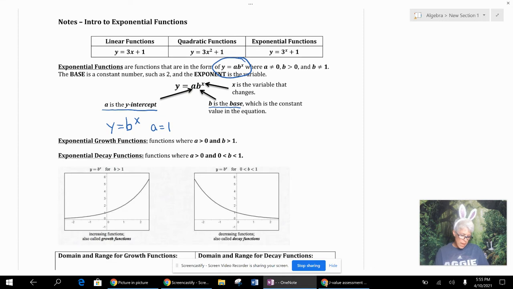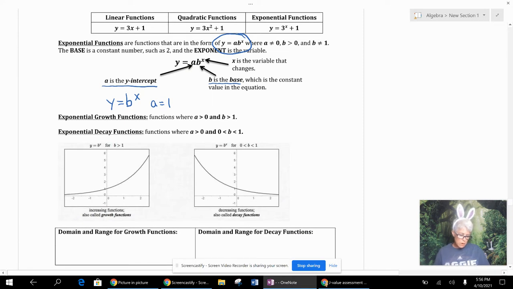So if you take a look at exponential growth and decay, a is always going to be greater than 0. But when b is greater than 1, then it's going to be showing growth. It's going to go up like that. But if b is less than 1 but greater than 0, like a half, a fourth, 2/3, then the exponential is going to go down.